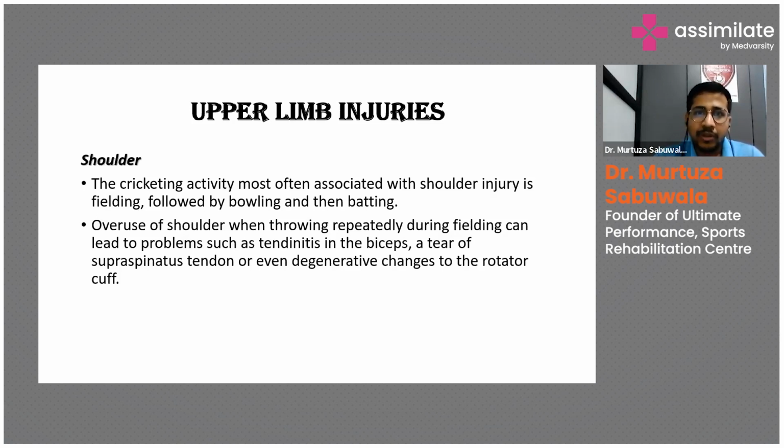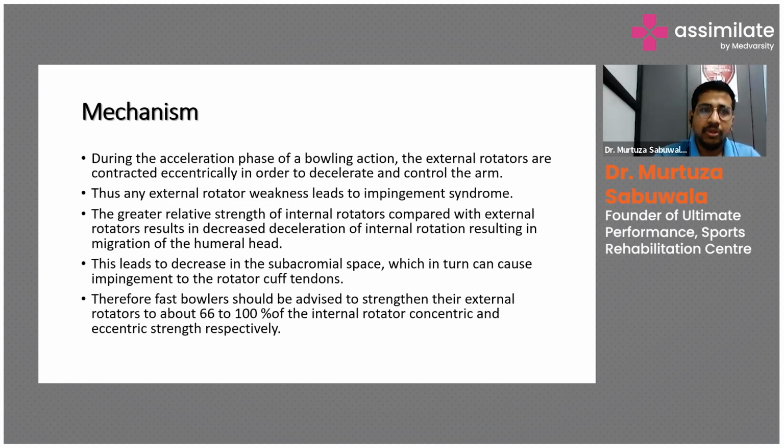Overuse of the shoulder when throwing repeatedly during fielding can lead to problems such as tendinitis of the bicep tendon, tear of the supraspinatus tendon, or even degenerative changes to the rotator cuff muscle. Now, a brief about the mechanism.